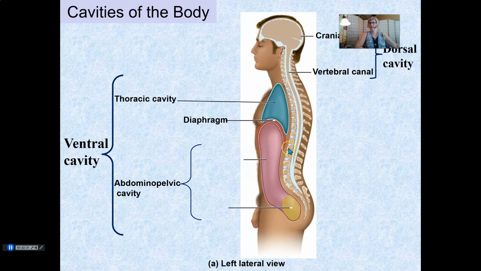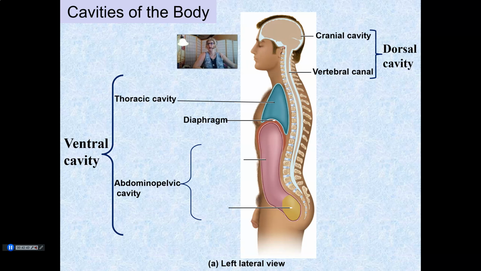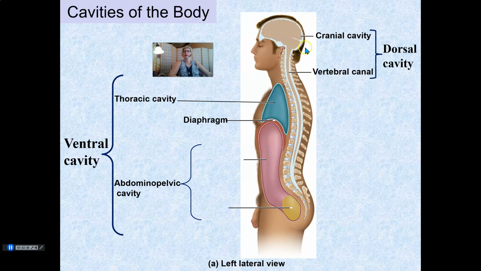Okay, so we are looking at the dorsal cavity. The dorsal cavity, also known as posterior. Please remember this. This is often a question on many exams, whether it's a quiz or a test. Please know that the dorsal cavity includes the cranial cavity and the vertebral canal. I repeat, the dorsal cavity includes the cranial cavity and the vertebral canal.